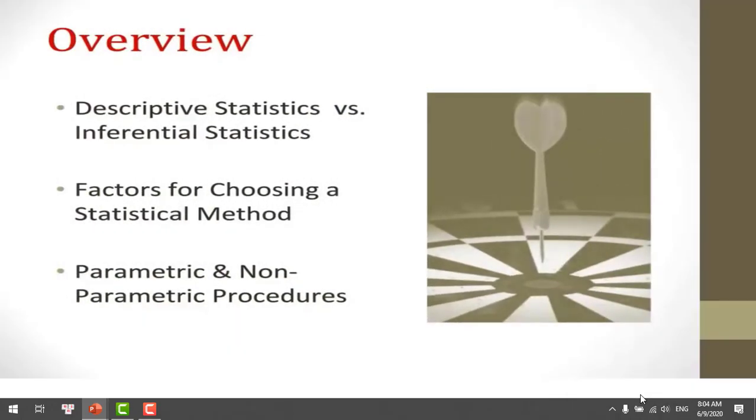Before we talk about chi-square, let's see where chi-square fits in the big picture of hypothesis testing. At the beginning, we said that there are two kinds of statistics, what we call descriptive statistics and inferential statistics. We're going to review a little bit about those two types. Then we're going to discuss the factors that we have in order to choose a correct statistical method for our data. And finally, we're going to talk about parametric and non-parametric procedures. And chi-square will be a non-parametric procedure, as we will see.